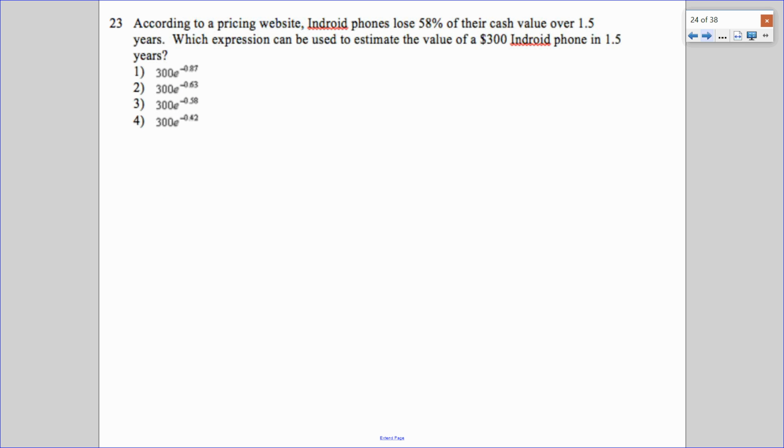This question, oi. This one is a little mean. It's not what you think it is. It's not asking you to set up an exponential model. It's asking which of these is the same as the value after 1.5 years. So, if the initial value is 300, it's losing 58% of its value. So if it's losing 58%, it's maintaining 42%.